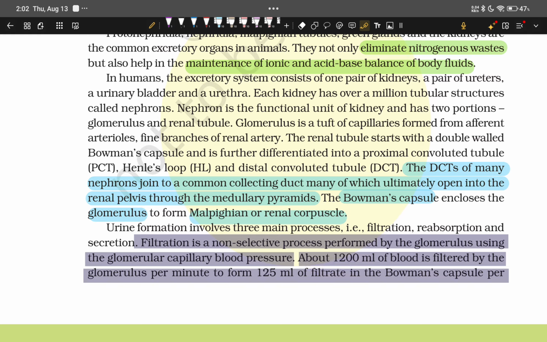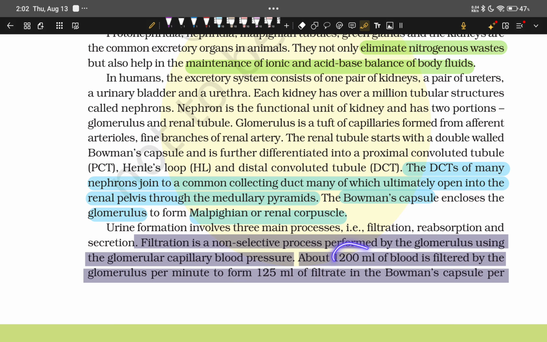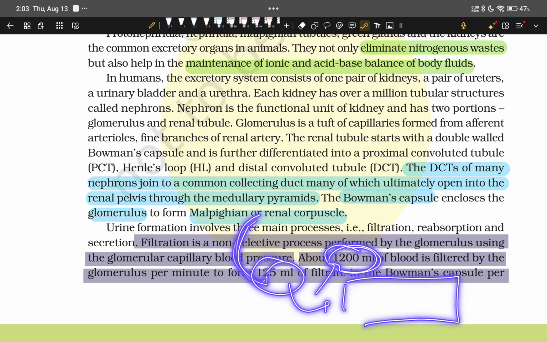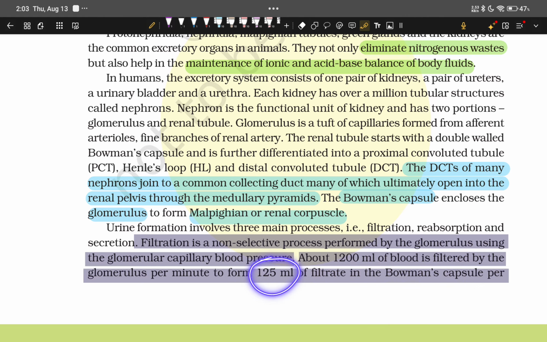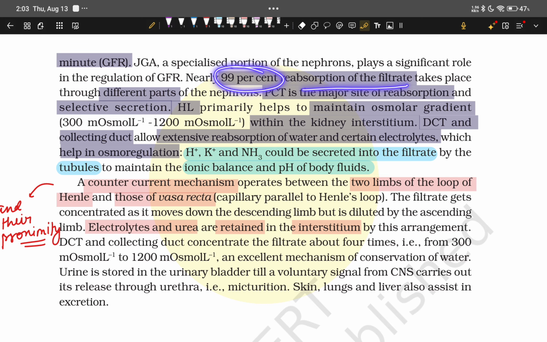Now, this very beautiful statement will summarize everything. About 1200 ml of blood is filtered by glomerulus per minute to form 125 ml of filtrate in the Bowman's capsule. That means the blood that entered was this much, and the filtrate going into the Bowman capsule, from where reabsorption and other things will take place, was 125 ml, of course. So 99% of reabsorption is taking place.